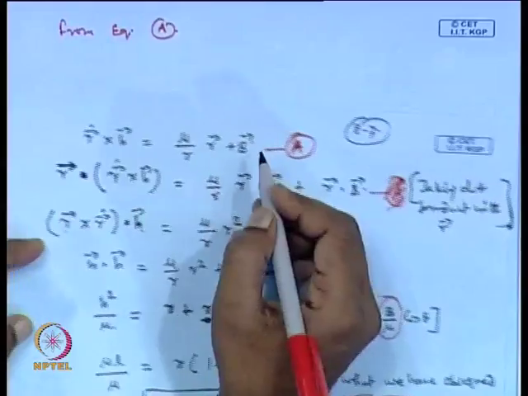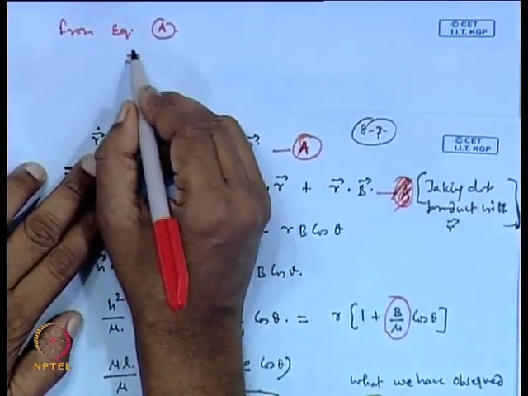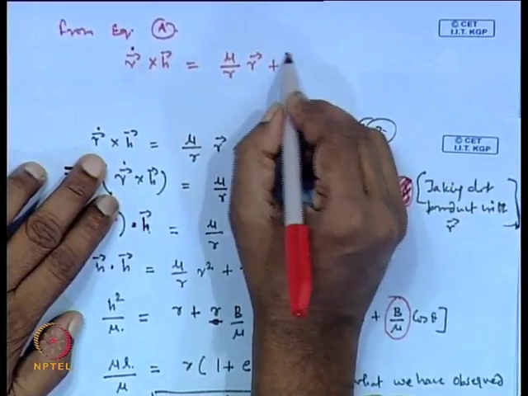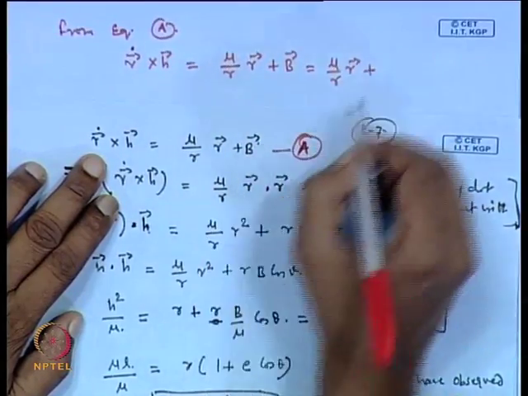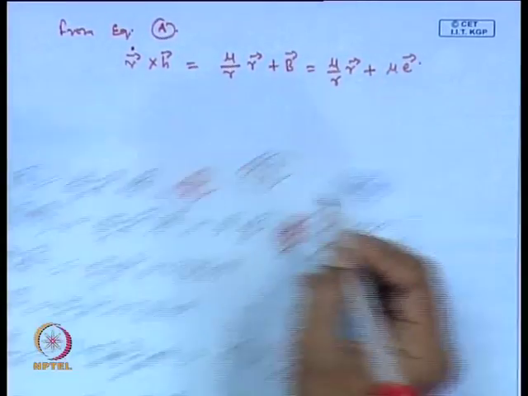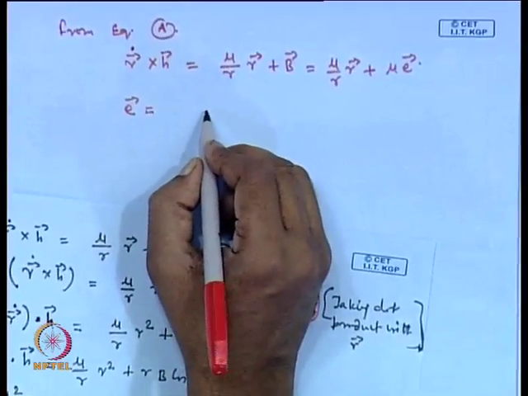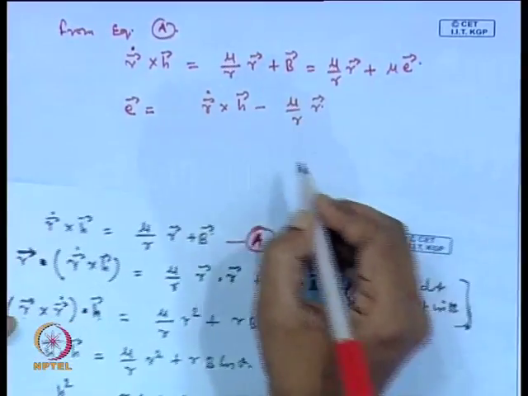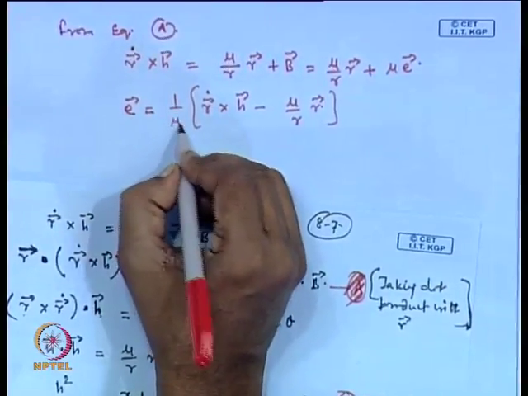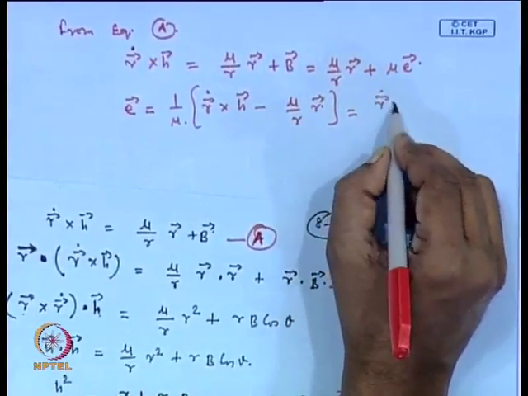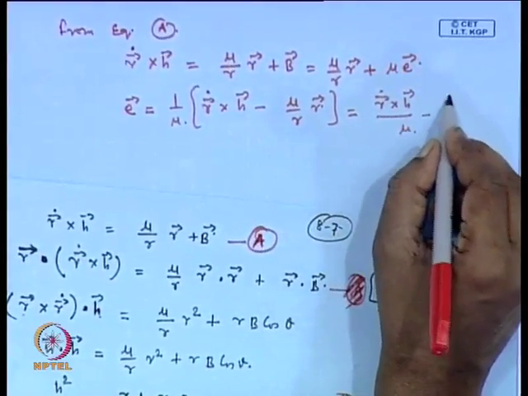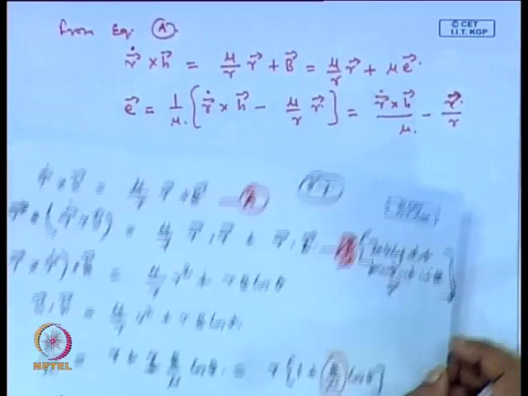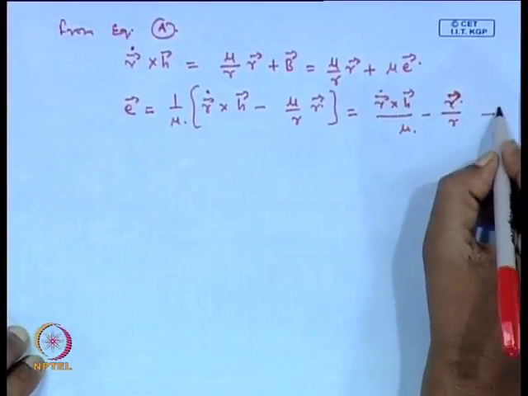So, from here we have r dot cross H. So, r dot cross H is equal to mu by r times r plus B. We can write this as mu by r times r plus B is equal to mu times E. Therefore, the eccentricity vector we can write as r dot cross H minus mu by r times r, divided by 1 by mu, is equal to r dot cross H divided by mu minus r by r. Okay. So, term this as equation B.